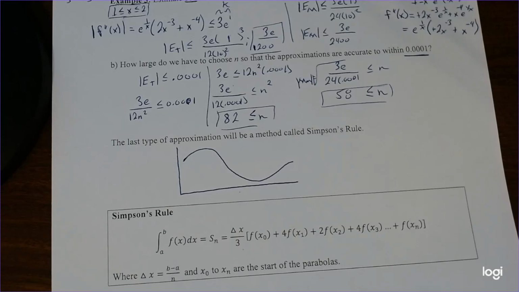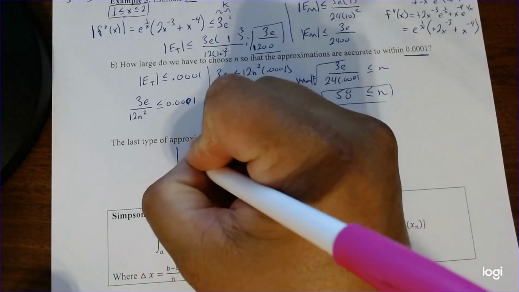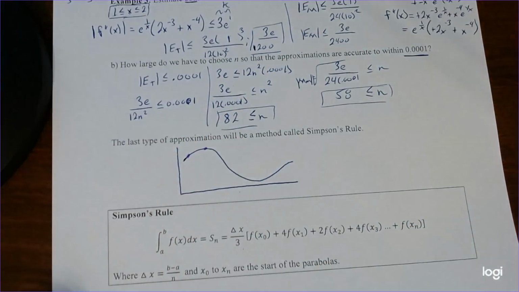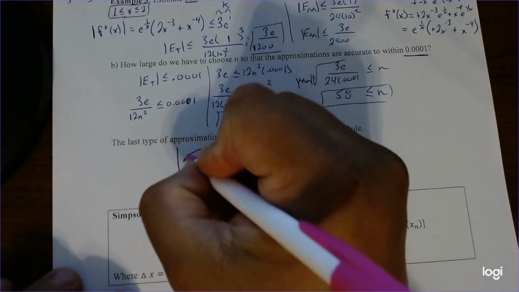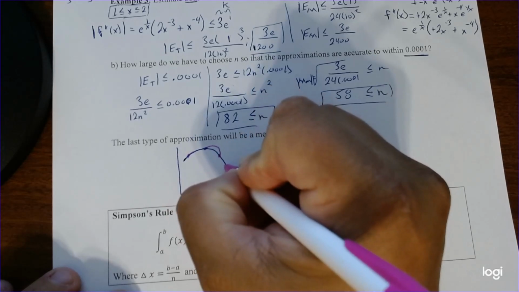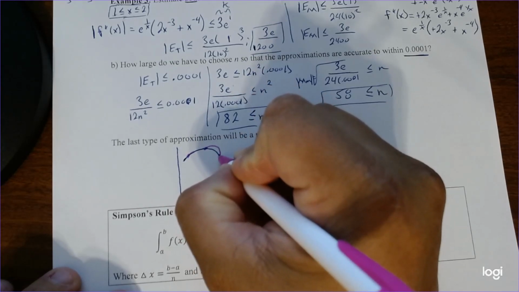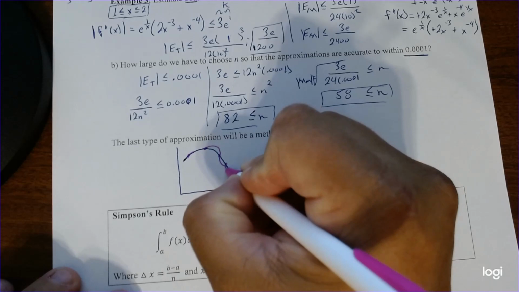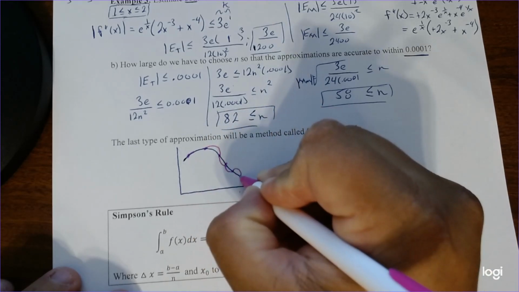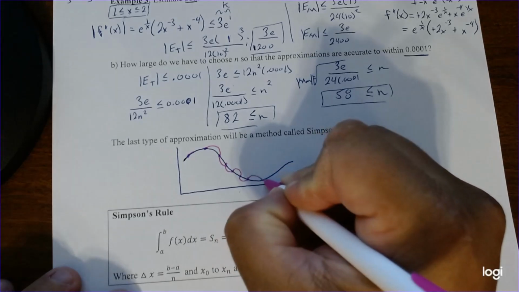What we can do is, let's say from this point to that point, we're going to be using parabolas to find the area within this curve. And how we do this is, we just curve here to here, like this. So it's a bunch of parabolas going from one end to the other.